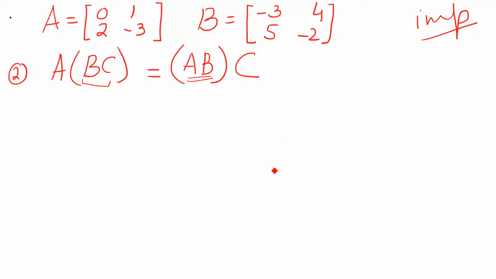Okay, I will give you the answer. This question is not possible. You cannot solve this question. Why? Because you see it says BC, but we do not have C here. Same thing with AB and then you have to multiply at the end with C, and we do not have the C matrix. So the solution is not possible.